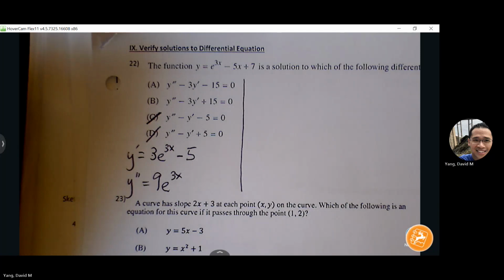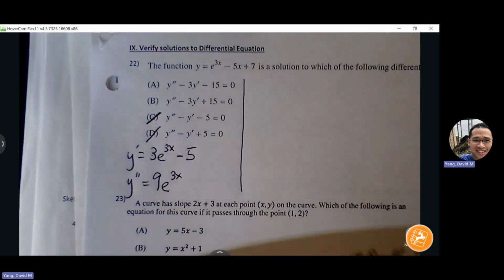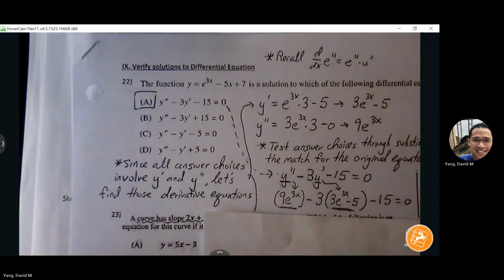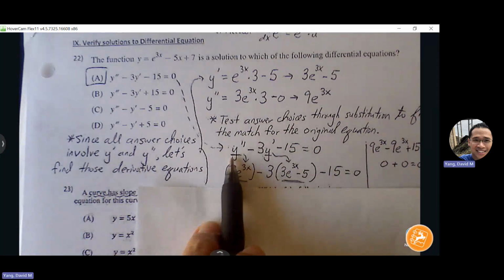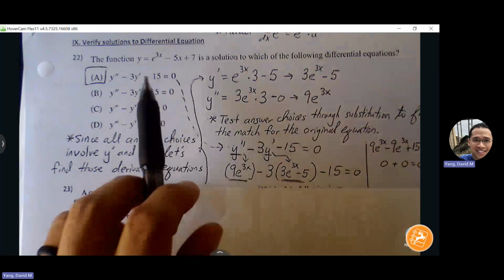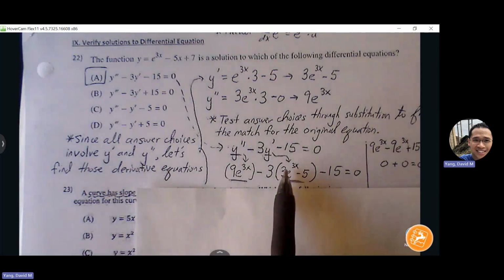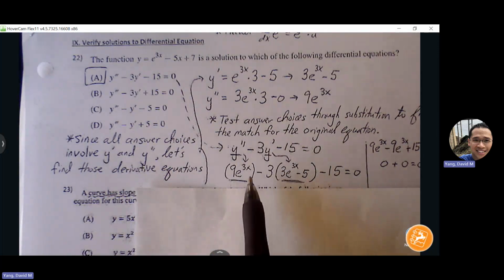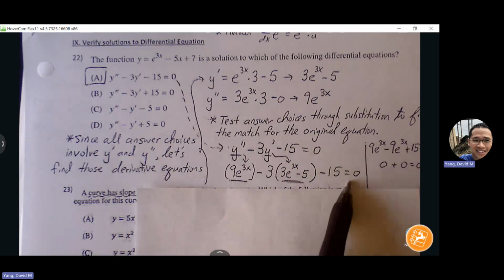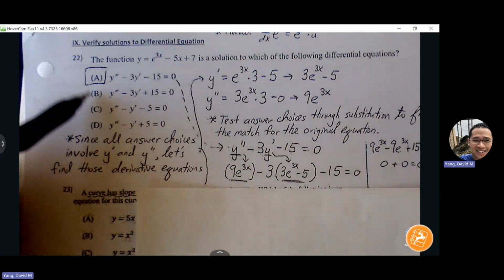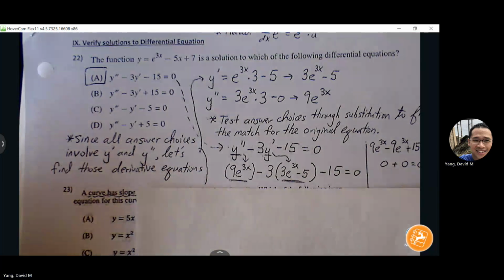Close. A will get us there. B, that plus 15, is not going to quite get us where we want. So it's going to be A. If I replace y double prime with 9e to the 3x minus 3 times parentheses 3e to the 3x minus 5, and clean that up, this gives me a positive 15 minus 15, which gives me 0. So between A and B, it's going to be A.